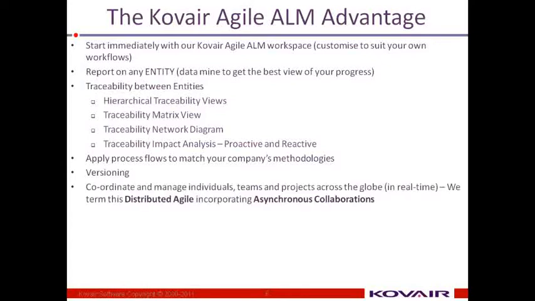We also manage, with Kovair, we can now manage projects, teams, and individuals across the globe in real time. And we call this distributed agile, incorporating asynchronous collaborations. What that means is you're not restricted by geography anymore. You can now have teams that are distributed around the world. And these teams and individuals can be working on separate sprints or projects or deliveries. And so Kovair as an ALM is very powerful in managing that distributed environment.